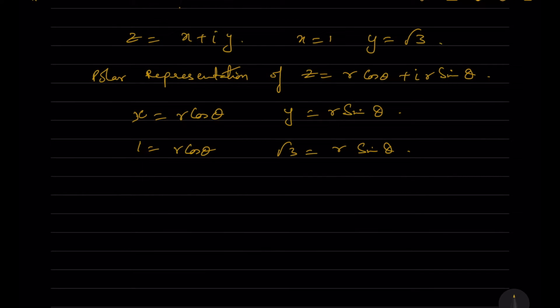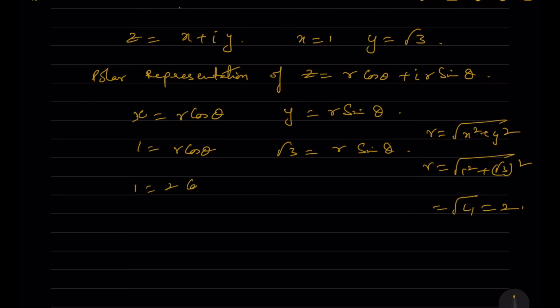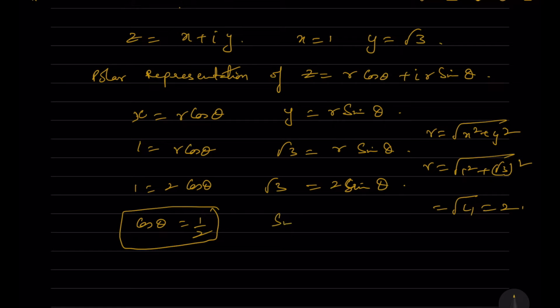We know that r is equal to under root of x square plus y square, which is root of 1 square plus root 3 whole square, which is equal to root of 4, which is equal to 2. So therefore 1 is equal to 2 cos theta, root 3 is equal to 2 sin theta. So cos theta is equal to 1 by 2, and sin theta is equal to root 3 by 2.